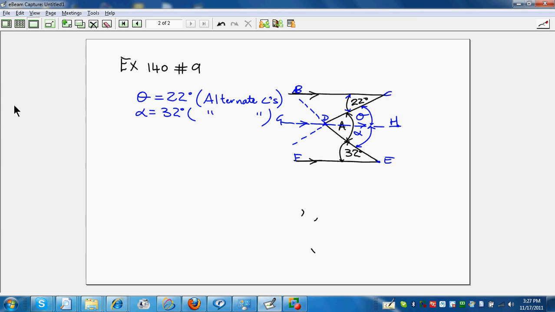So if we know theta is 22 and alpha is 32, then we should be able to work out what A is, because angle A from the diagram is equal to angle theta plus angle alpha. Right? A is equal to theta plus alpha, which is 22 degrees plus 32 degrees. So our angle A that we are looking for will be equal to, when we add them up, 54 degrees. So angle A is 54 degrees.